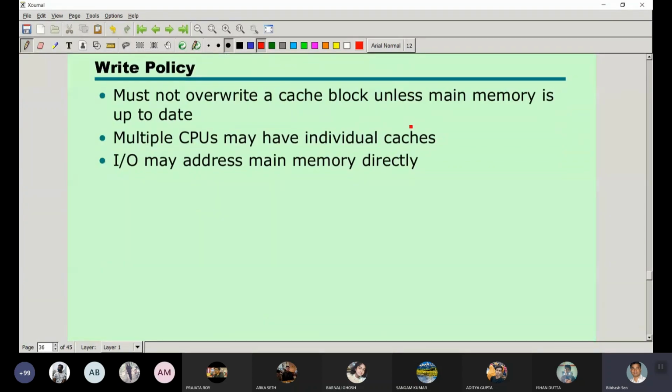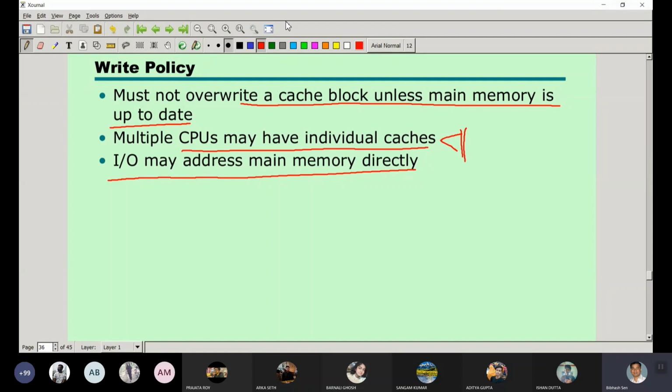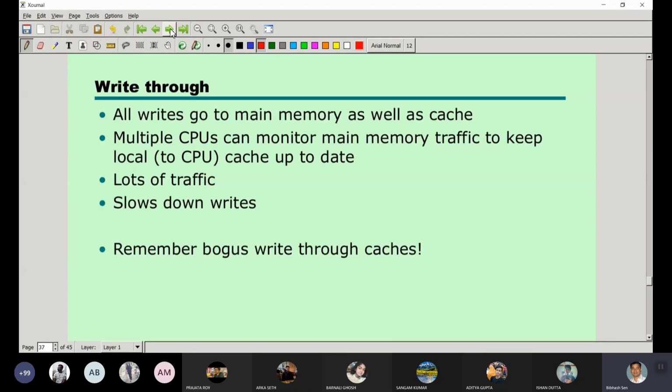I think I have explained the write policy. The write policy must not overwrite a cache block unless main memory is up to date. Multiple CPUs may have individual caches, and that time may be a big issue. Input output may address main memory directly. So let's say in the write through policy, all writes go to main memory as well as the cache.